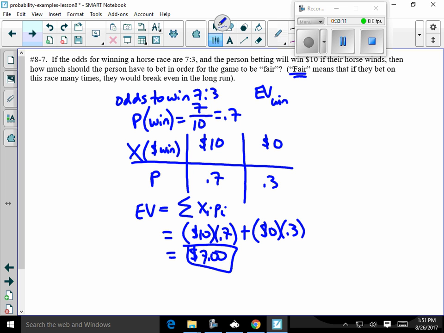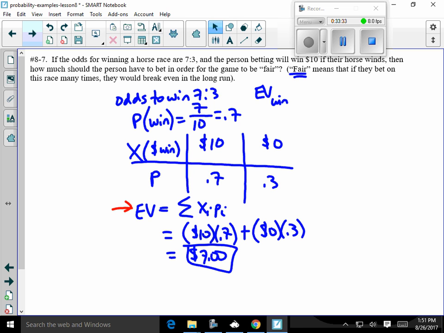And so we should have to bet $7 to play, because on average we're going to win $7. We won't actually ever win $7. We'll win 10 or 0, but in the long run it'll average out to $7 a play. So if we're spending more or betting more than $7 per play, we're going to lose money in the long run. So this is kind of one way to find the expected value of a discrete distribution like this.